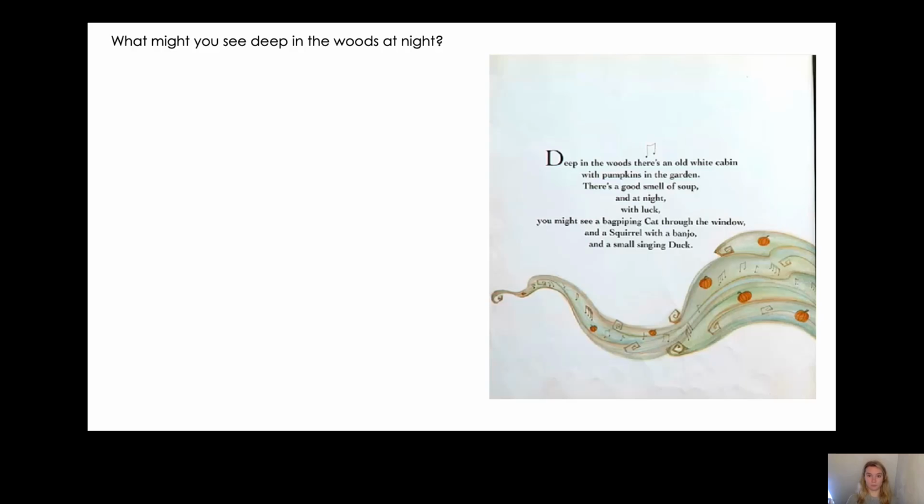Now, Year Two, from when we've done this before, do I like you just to write a cat, a squirrel and a duck? No, I don't, do I? Would I like it if you said a bagpiping cat through the window and a squirrel and a small singing duck? No, I like you to answer your questions in full sentences, don't I? So should we see what I've put?